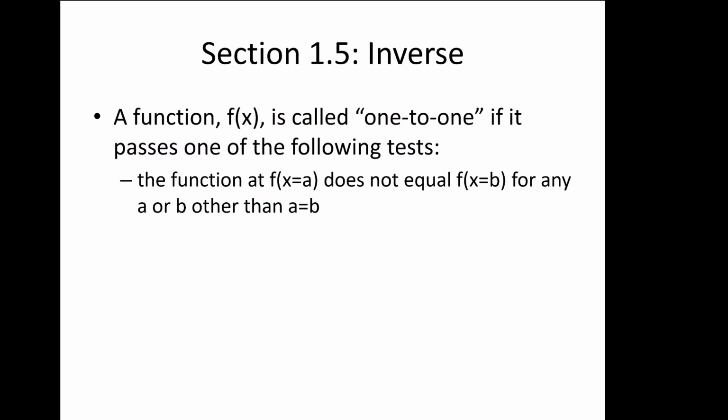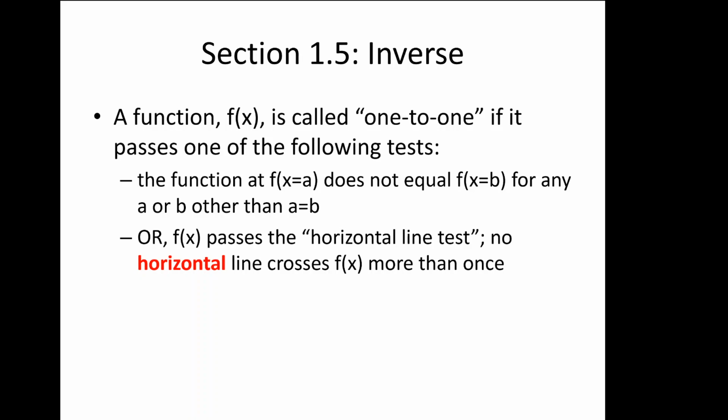Now, in order to construct and to define the inverse of a function, we first need to define what it means for a function to be one-to-one. A function is one-to-one if it passes one of the following tests. So one of the tests is that f of a does not equal f of b unless a equals b. One other way of saying that is that a horizontal line placed at any y value on the graph will not cross the curve more than once.